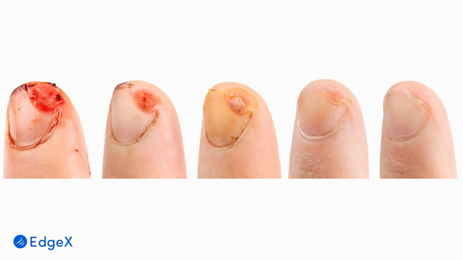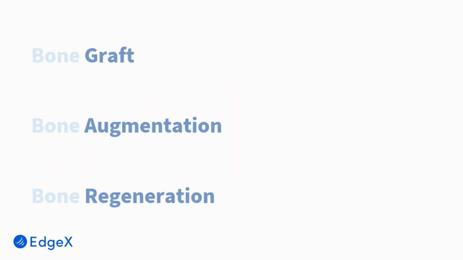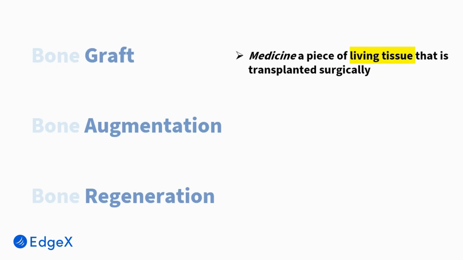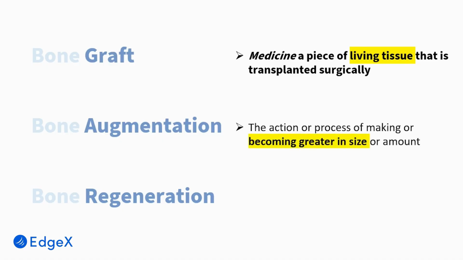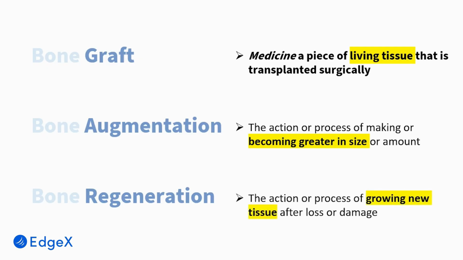So when we consider bone grafting and how we're using different materials, we also need to think about the words and things that we're using as well. We often use these words interchangeably, although they all represent slightly different things. So bone graft is defined as a piece of living tissue that is transplanted surgically. So often we use bone graft, but really it's not totally accurate when we're talking about augmenting or regenerating with bone materials. Or augmenting as well, the action or process of making or becoming greater in size.